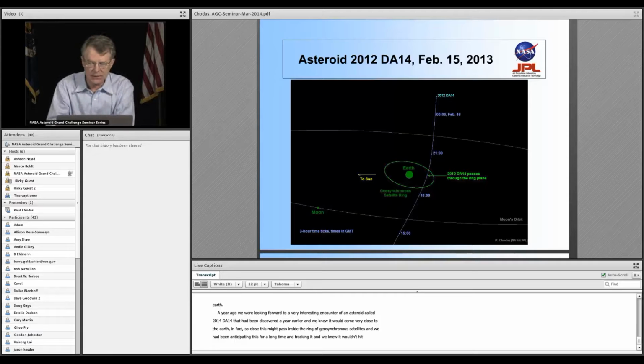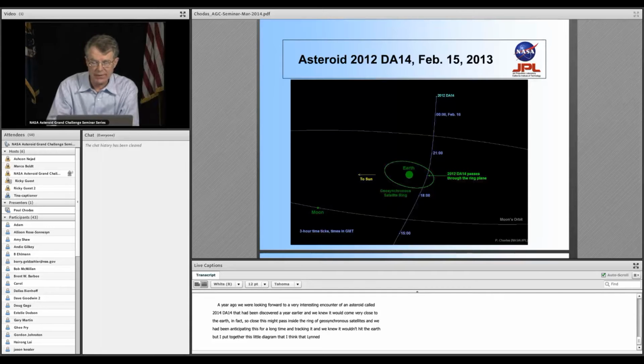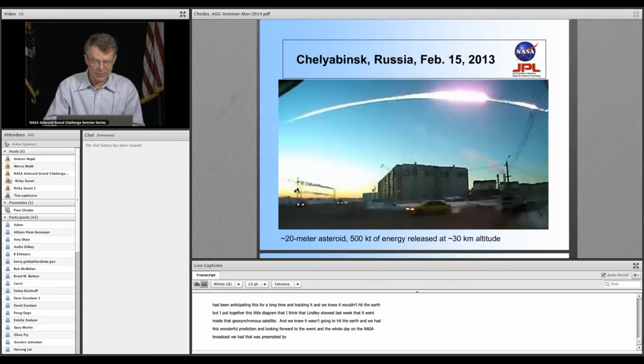But I put together this little diagram that I think Lindley showed last week that shows that it went actually inside that ring of geosynchronous satellites. Those are the communication satellites and the weather satellites that hover above a particular longitude on the Earth. And we knew it wasn't going to hit the Earth, and we had this wonderful prediction. We're looking forward to the event, and the whole day, and the NASA broadcast we had that day was preempted by the Chelyabinsk impact, which occurred just slightly earlier.